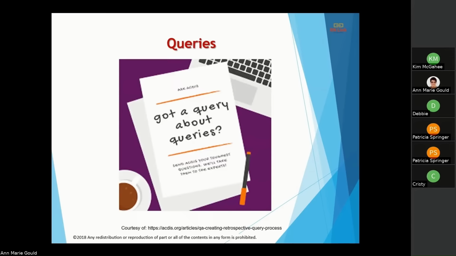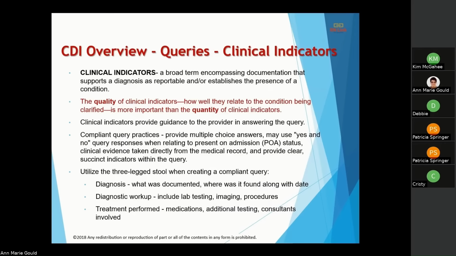Okay, queries. Got a query about queries. So clinical indicators, that's what we use, right? We use clinical indicators to review the queries. So the quality of clinical indicators, how well they relate to the condition being clarified, is more important than the quantity of clinical indicators. We also want to make sure that the clinical indicators we're listing for the provider, so he can give us the answer to the query, make sense and are appropriate.